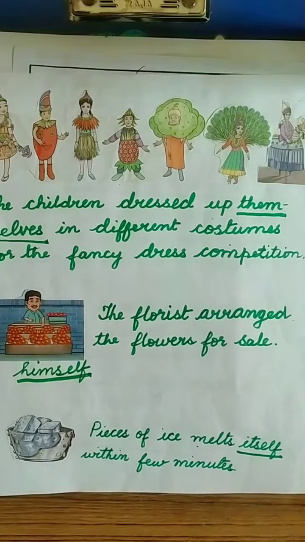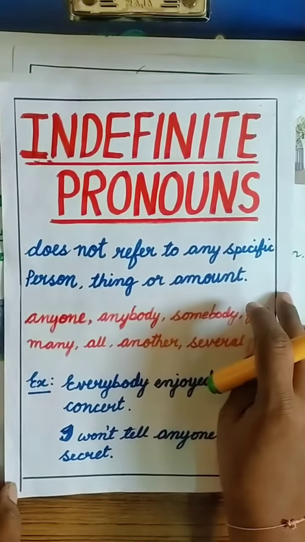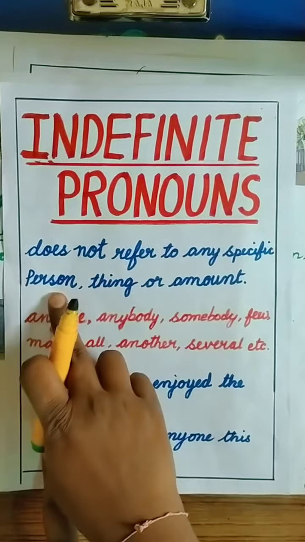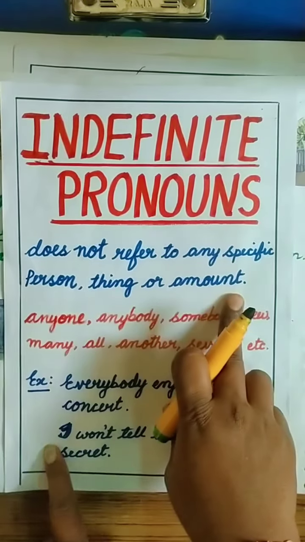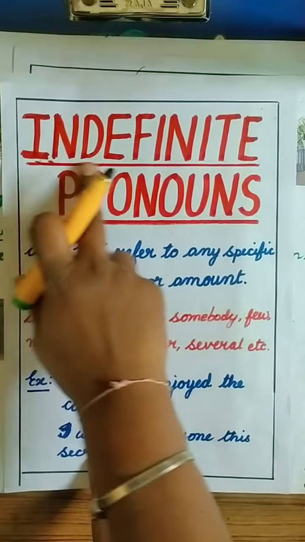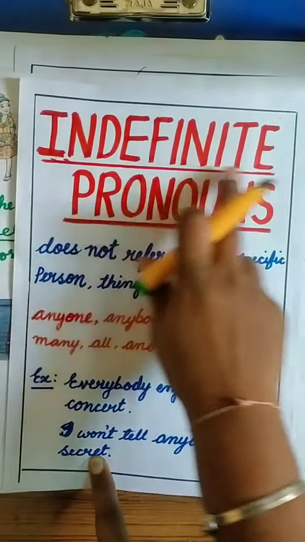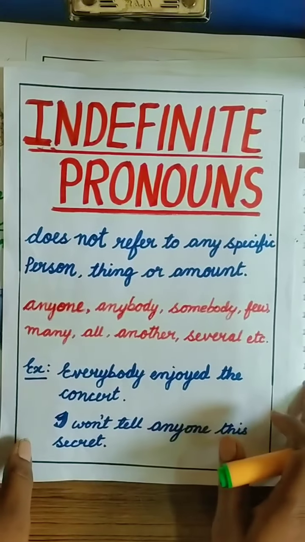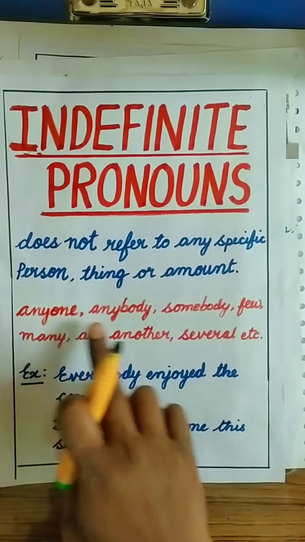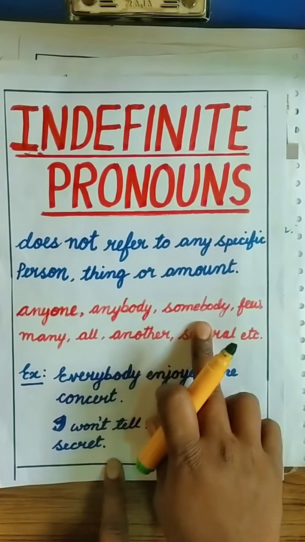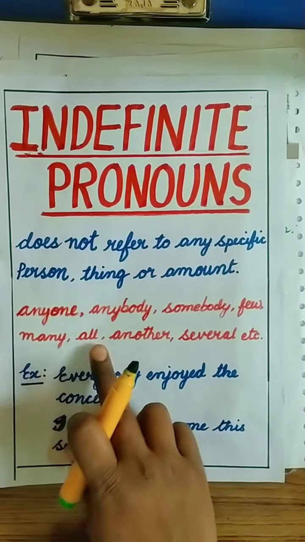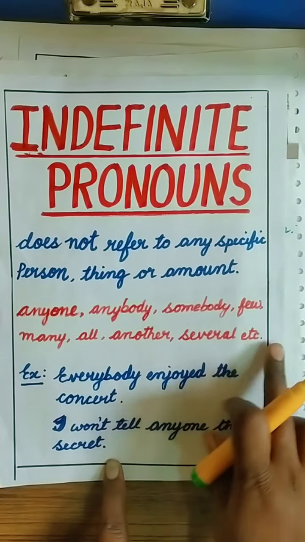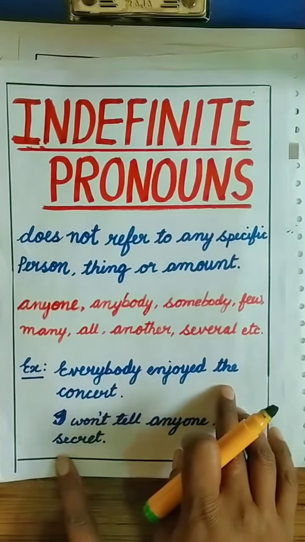The next one is indefinite pronouns. They do not refer to any specific person, thing or amount. From the word itself we can understand: indefinite means it's like there is no limit. Anyone, anybody, somebody, few, many, all, another, several, etc. Here is the example.